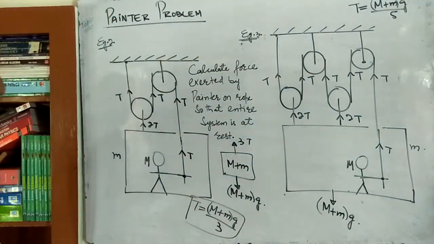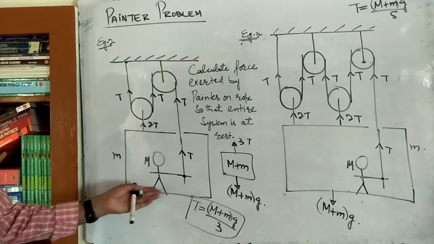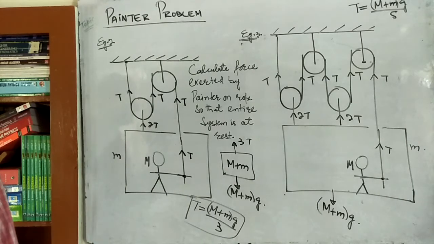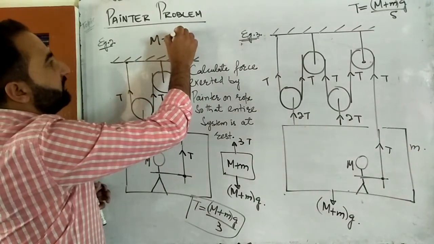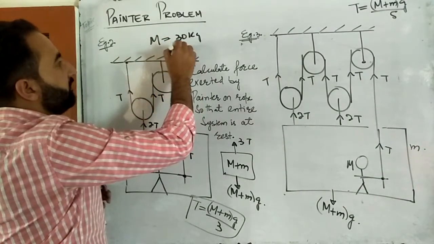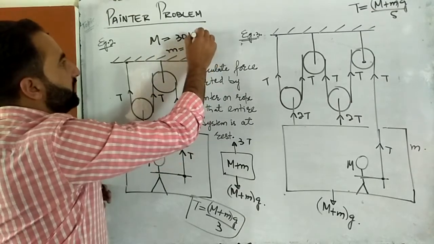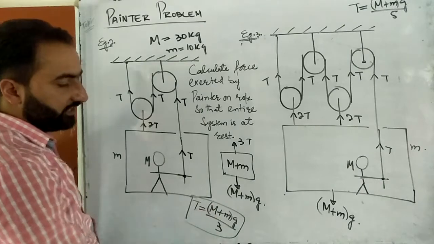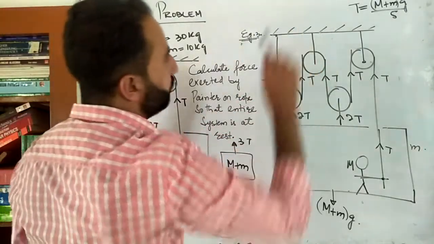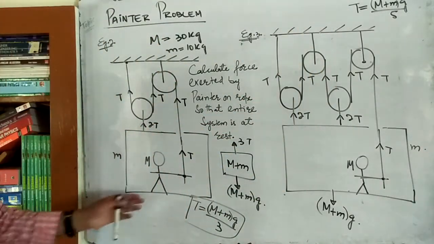Now suppose that you want to calculate normal reaction. If you want to calculate normal reaction, construct a free body diagram for this. If suppose capital M and small m are given to you, let's take capital M as 30 kg and small m as 10 kg. Then calculate T. So T you can calculate, that's obvious. So this is 30 plus 10 multiplied by 10 divided by 3. Once you are done with the tension, then you can calculate normal reaction.